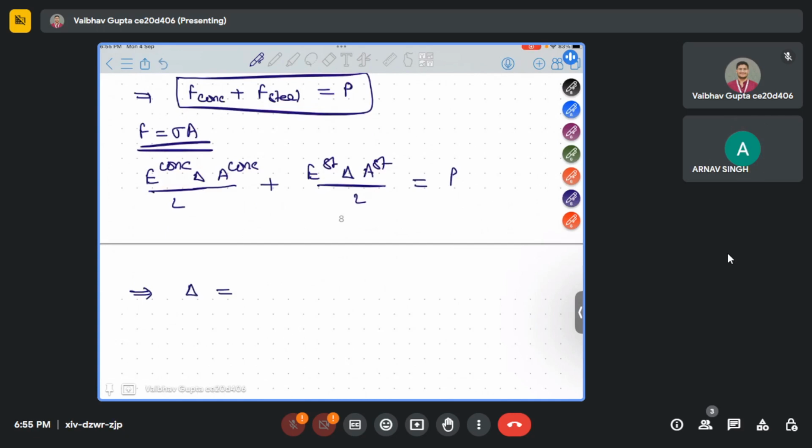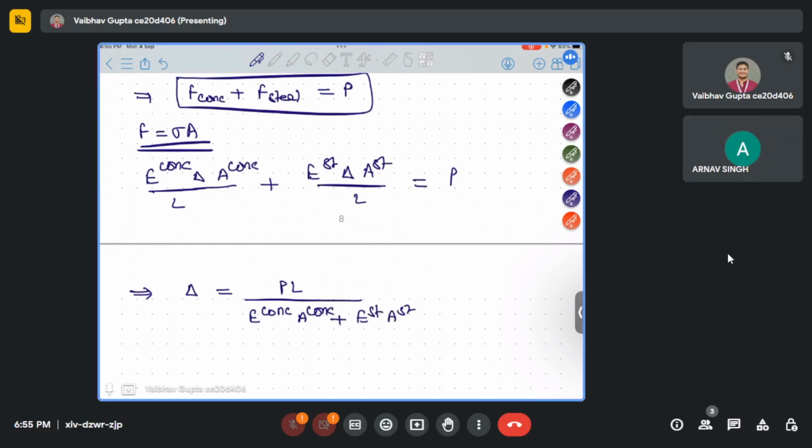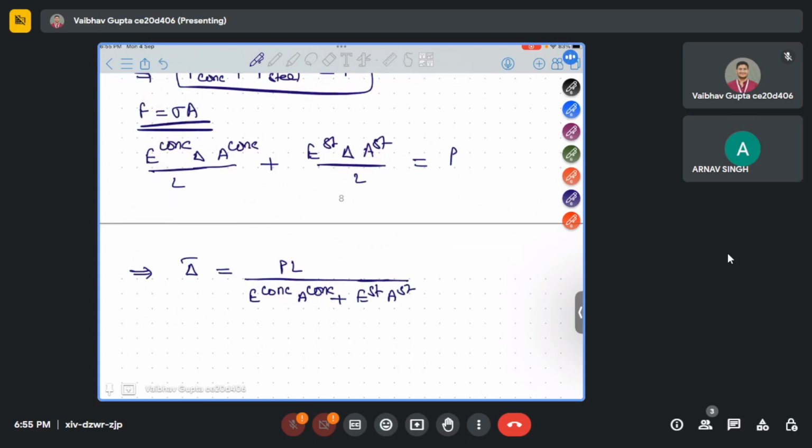Delta will be equal to PL upon E concrete A concrete plus E steel A steel. I said it another way. So now we know delta, so you can calculate stresses also.